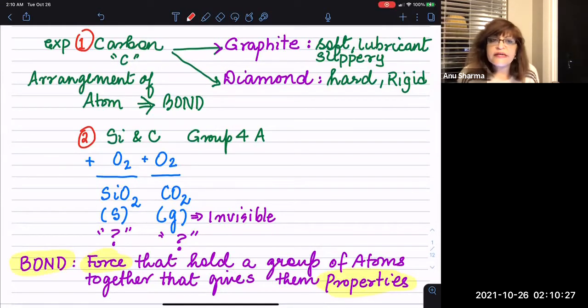Another form of carbon is the diamond. Diamond is the hardest substance known. Here, the arrangement of the atoms is very rigid. So that's when we see that here the atoms are not even chemically combined to each other. They're just arranged in some pattern. And the two different patterns in which they are arranged give different properties to that particular substance. In this case, it's carbon.